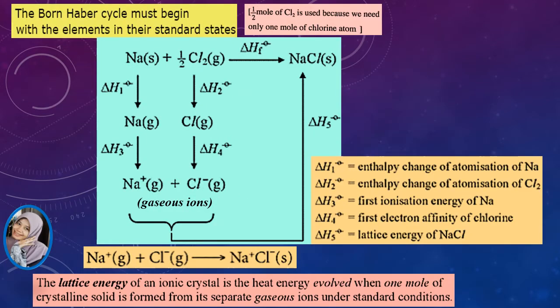So guys, now you should know how to label enthalpy change or delta H on the energy cycle. Delta H1 is the atomization enthalpy of sodium. We have to produce gaseous atoms so that we can use the next stage in the cycle. Delta H2 is the atomization enthalpy of chlorine. Delta H3 is the first ionization energy of sodium. Delta H4 is the first electron affinity of chlorine. And finally, we have the positive and negative gaseous ions that we can convert into the solid sodium chloride using lattice energy, labeled as delta H5.